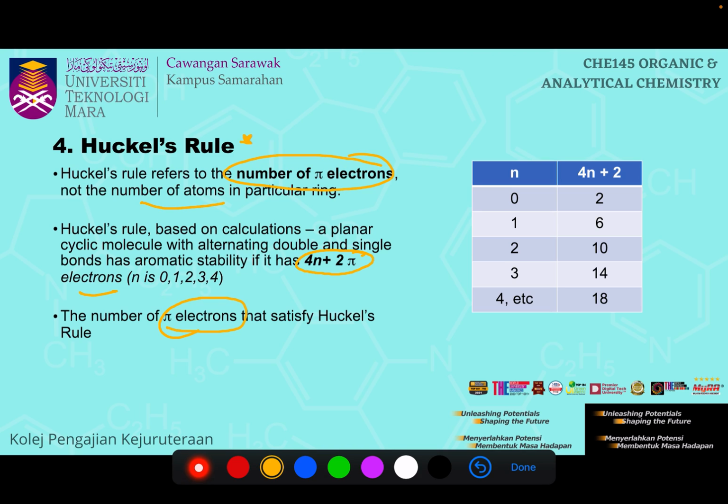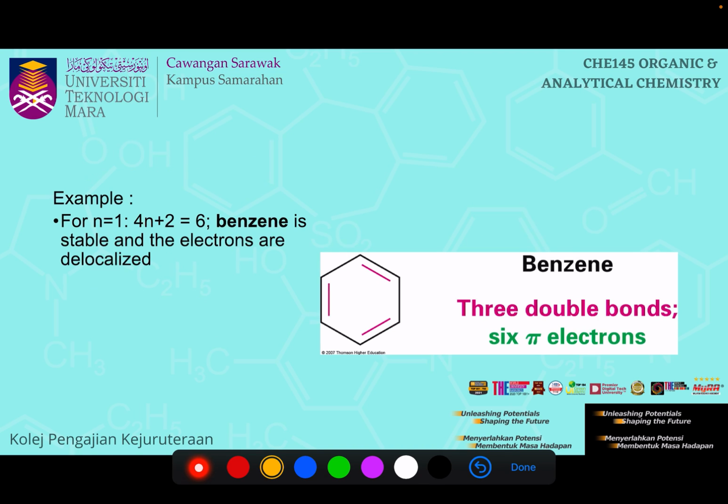So in the case of benzene, it has 6 pi electrons. So n is 1, and 4n plus 2 equals 6. Benzene is stable and the electrons are delocalized. There are 3 double bonds, 6 pi electrons.